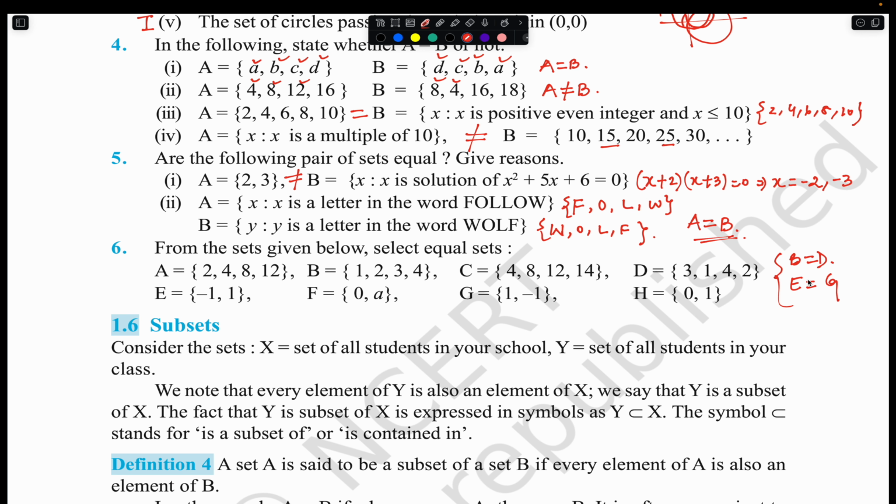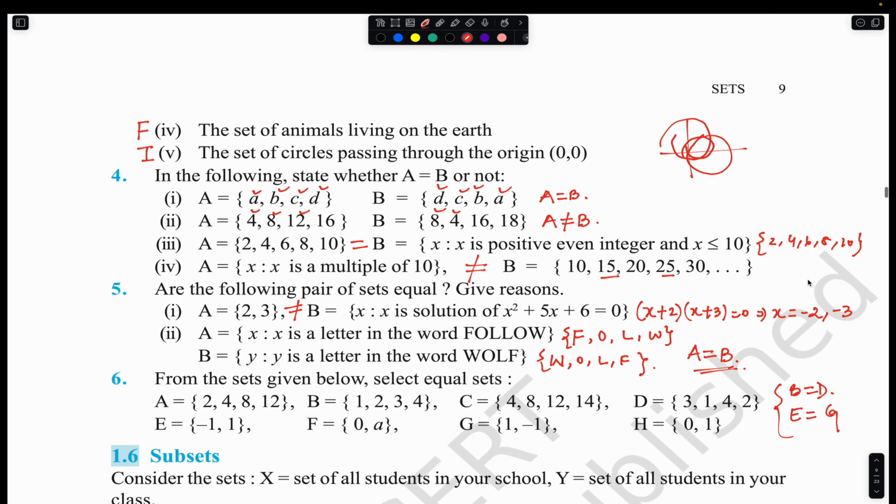So in this lecture, we studied about cardinality of the set, and on the basis of cardinality, how do we classify different types of sets, right? So we studied about empty set, which is also called null set or void set. We studied about finite and infinite sets, and we studied about equal sets, right? In the next lecture, we will continue with the remaining topics of the chapter.